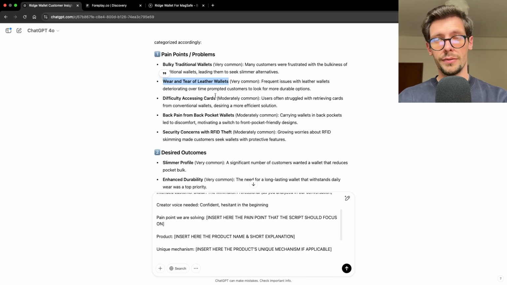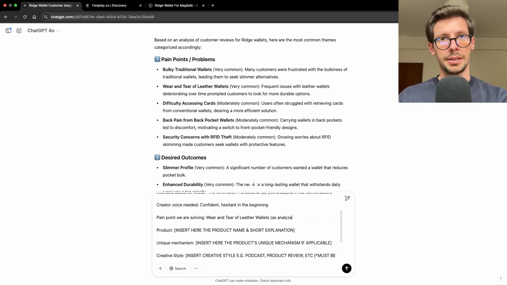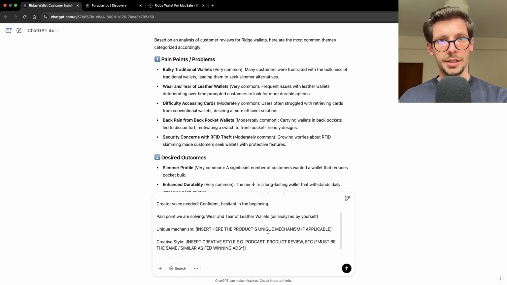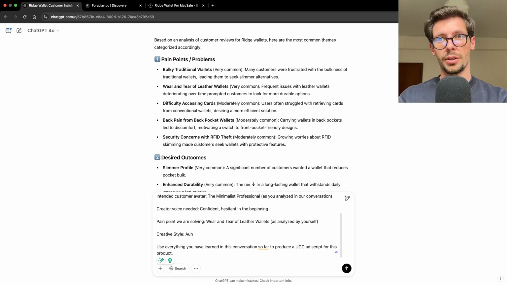Let's go for confident but hesitant in the beginning. Pain point that we are solving, you can literally scroll to the pain points, choose a very common one, or if you're at this stage already, a moderately common one, and then put in here the pain point that we want to focus on, again, as analyzed by yourself. The unique mechanism, if applicable, of course. Here, because we are not selling a supplement or something like that, we just cut it out. Then another thing that you can put here is the creative style. For example, let's say we go for an authentic testimonial by a customer.